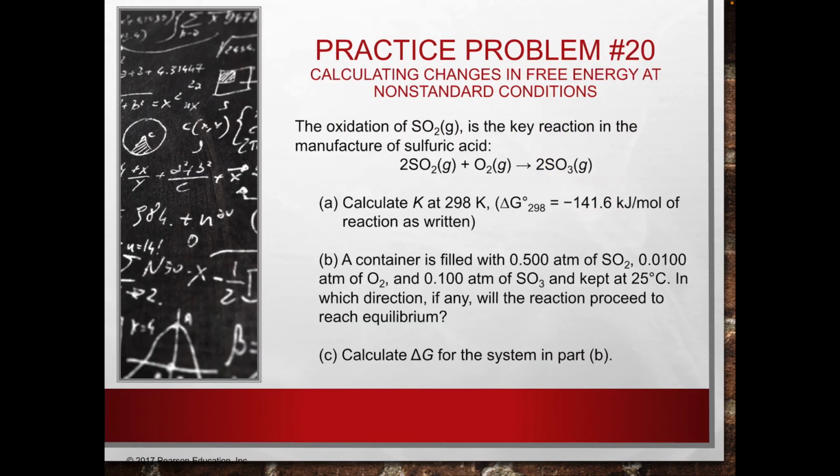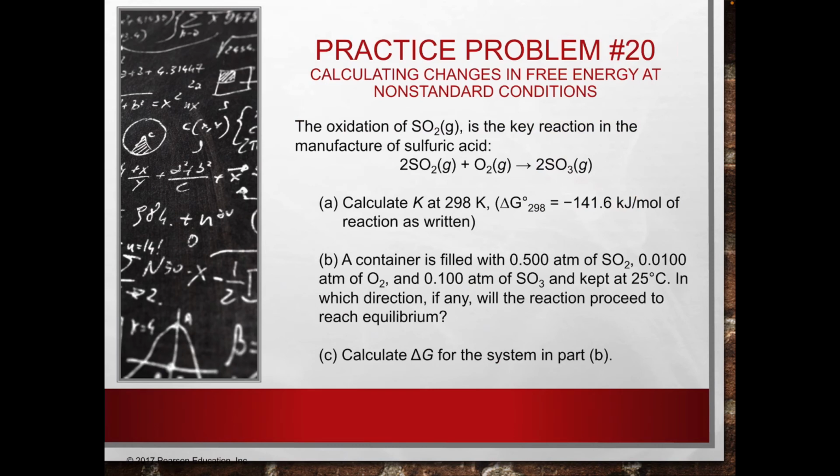Let's look at a different type of problem. So this one's a little bit more involved. So calculate K at 298 Kelvin, and we're given the delta G, so we don't need to calculate it from data like we did on the last one. And then it says a container is filled with a bunch of different gases, and as you can see, they are not at 1 atm. So that's telling us we are not at standard conditions.